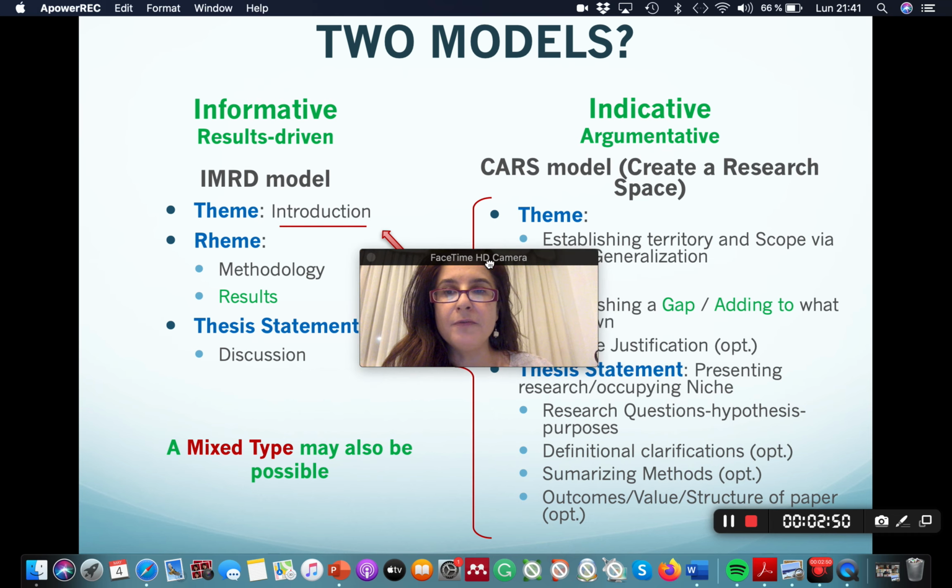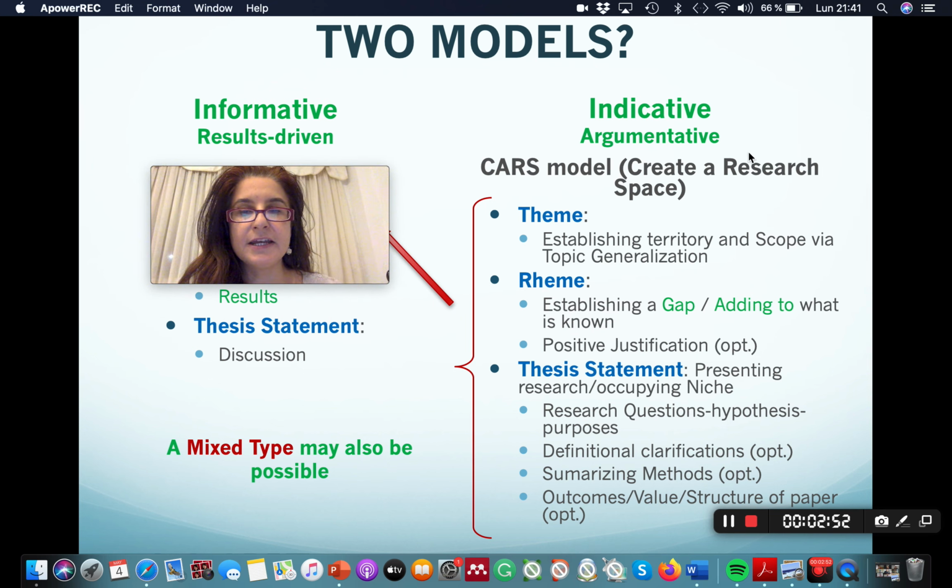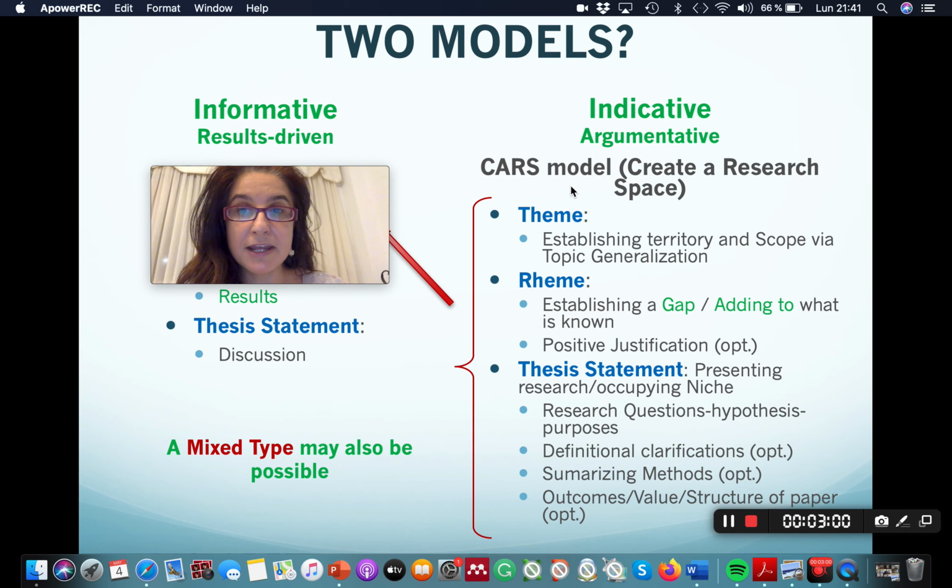Whereas we have another one that is the indicative or argumentative. This one follows what we call the CARS model. The CARS model is a model that was created by Swales in order to help students to write the introduction of research papers. The CARS model has different sections or moves, and the most important are that at the beginning of an introduction, you have to establish the territory and you have to talk about the topic of your research paper. Then you have to establish a gap or something that has not been studied.